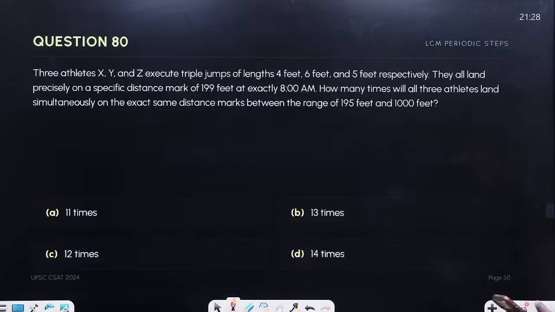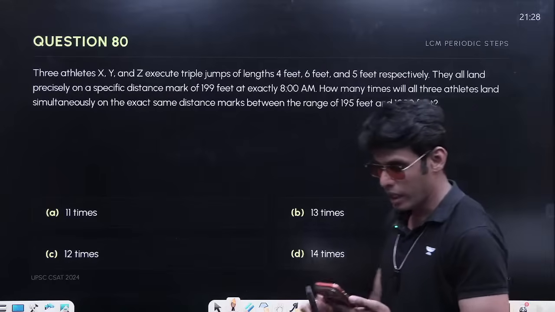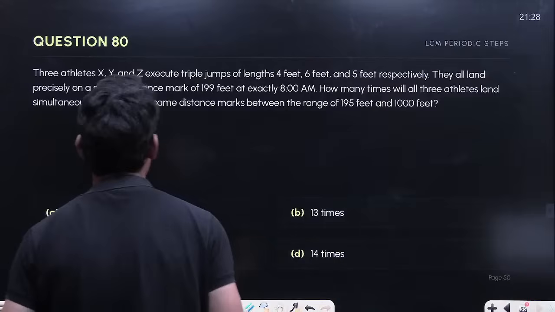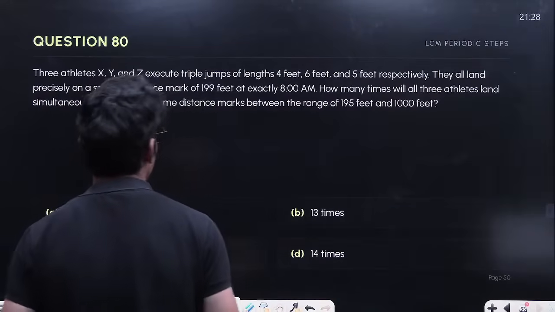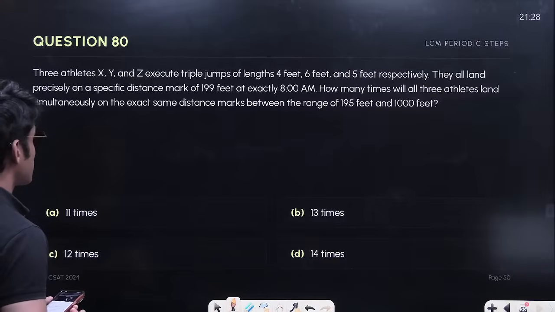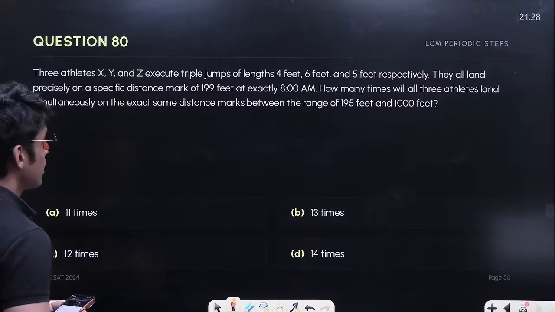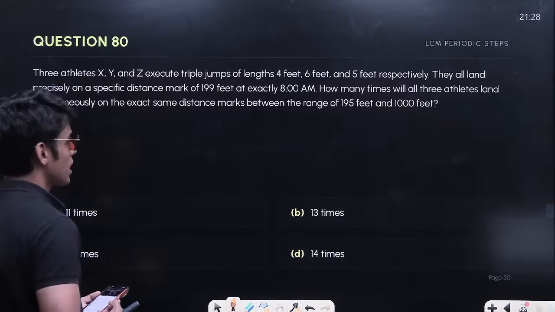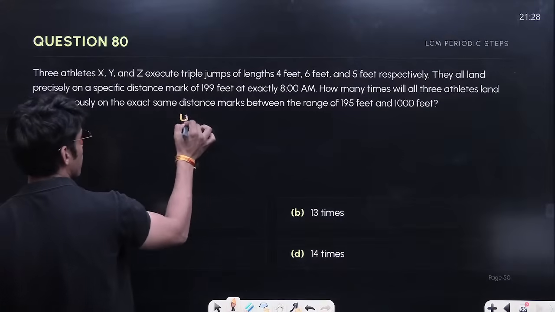Now the last problem. This is the 50th problem which I am discussing. 3 athletes X, Y, and Z execute triple jumps of length 4, 6, and 5 respectively. They all land precisely on a specific distance mark of 199 feet. How many times will all these athletes land simultaneously on the exact same distance marks between the range 195 to 100,000? So basically it's an LCM problem, right?